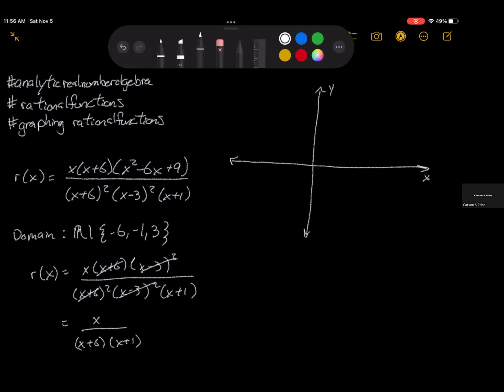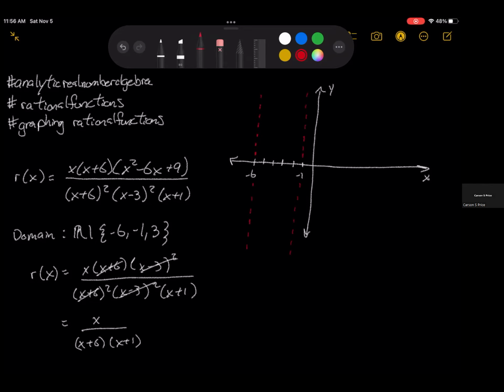When x is equal to minus 6, 1, 2, 3, 4, 5, 6, I have a non-removable discontinuity, so I've got a vertical asymptote right there in my graph. I'm not allowed to cross this line, so I'm going to denote that with a red dashed line. I also have a non-removable discontinuity at minus 1. So again, we have a vertical asymptote here. Okay, what else can we use?